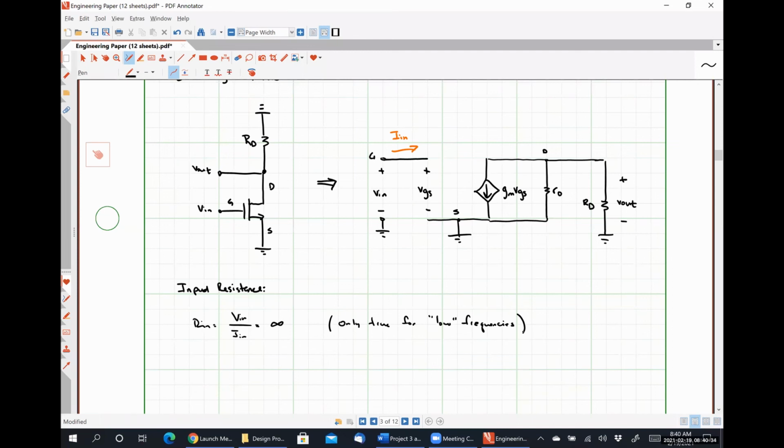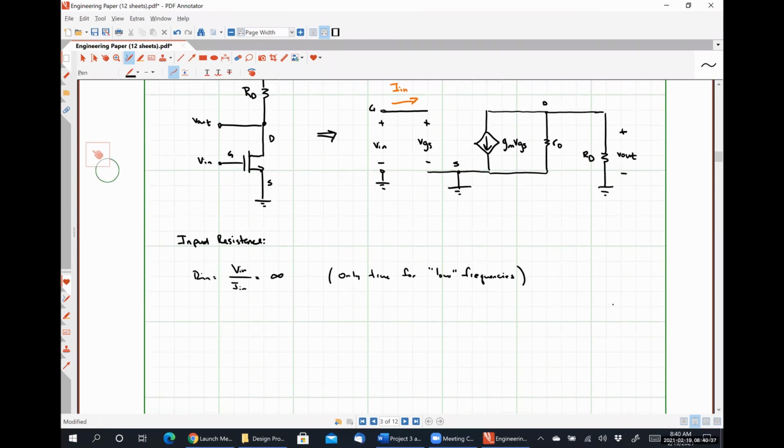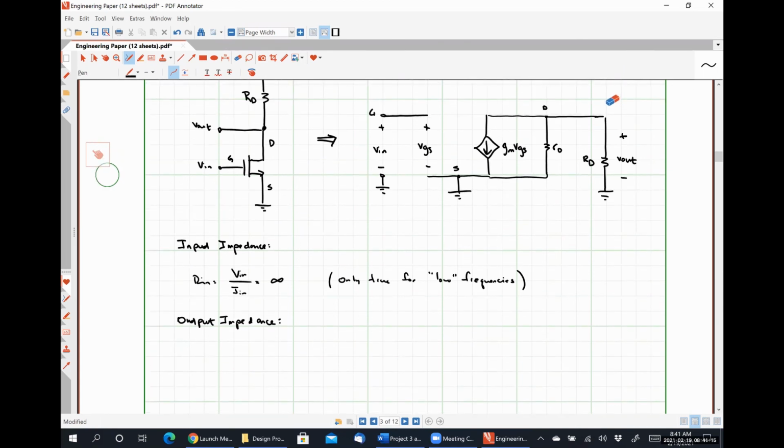All right, for our output impedance. I'm going to change the word resistance to impedance. How did we determine our output impedance? What did we do? What's the step that we have to take?